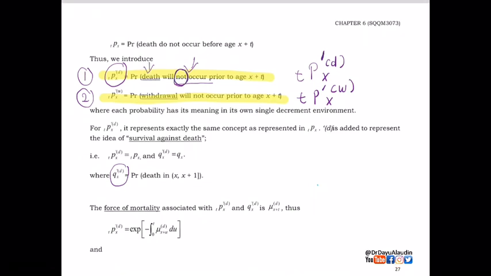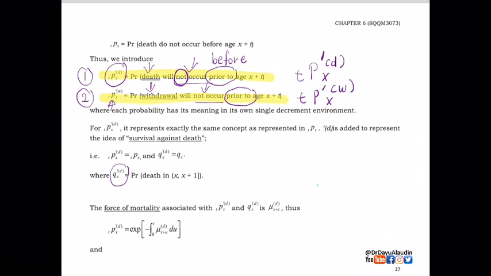So same as the withdrawal. The opposite probability of withdrawal is the tpx. So we use not occur prior to age x plus t. So prior to meaning that before age x plus t.